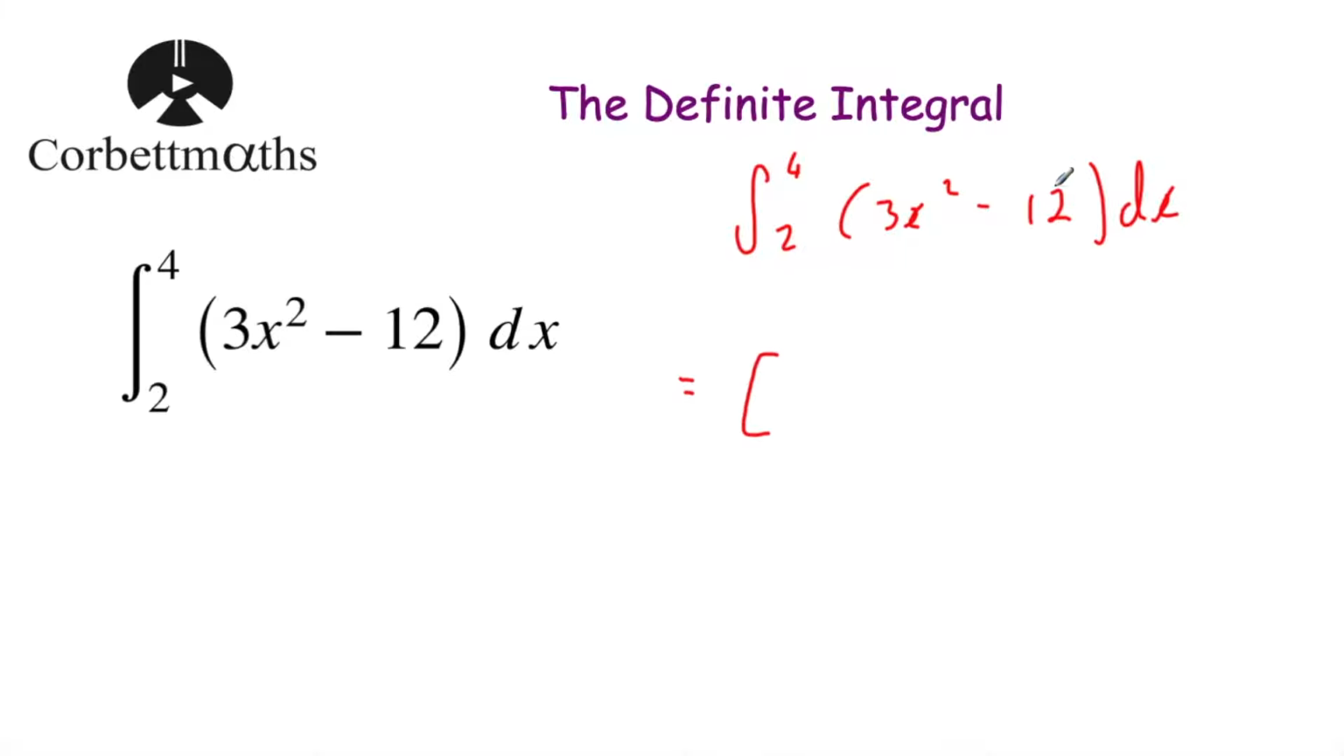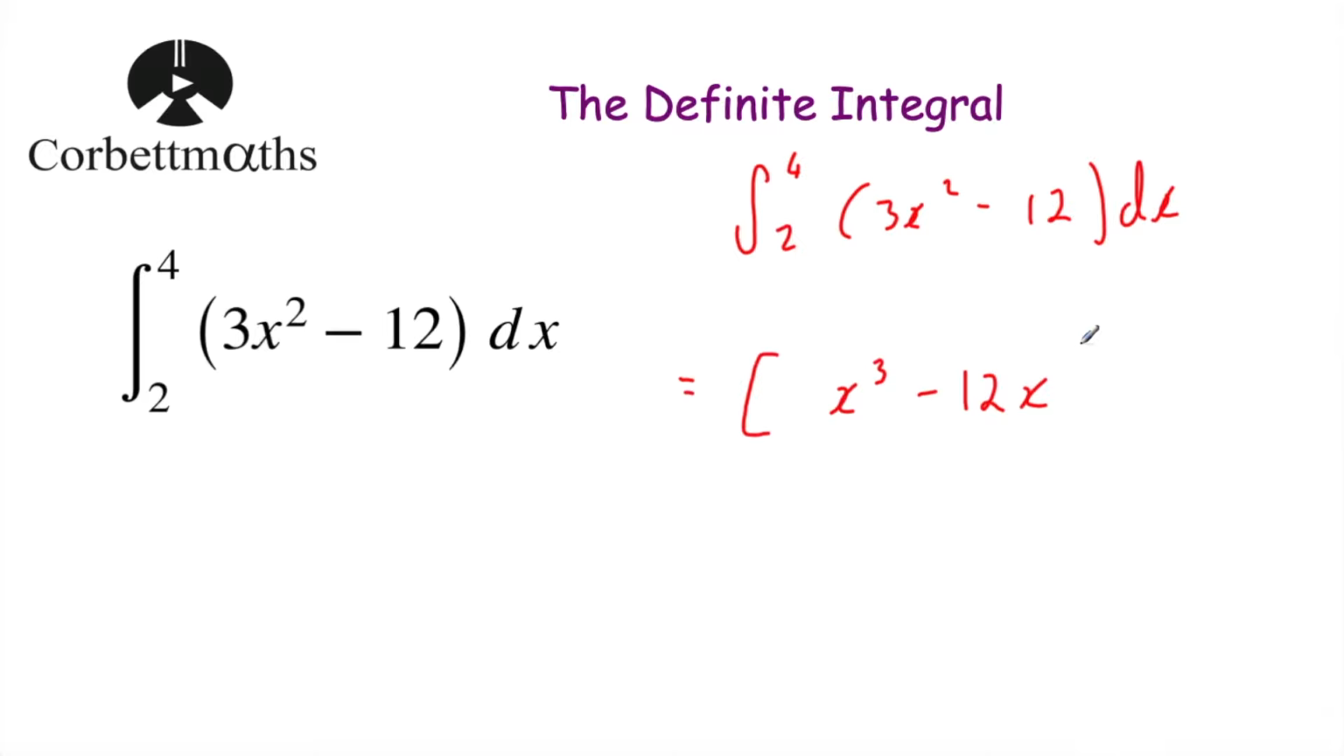So let's integrate each term separately. Let's start off with the first one. So put our square brackets down. When we increase the power of x by 1, we're going to get x cubed. And then we'll divide by the new power. 3 divided by 3 is equal to 1. So we've just got our x cubed there. Now let's integrate our minus 12. So that'll be minus 12x. Remember, whenever you integrate just a number such as 8 or 10, you get 8x or 10x. If you were to integrate minus 12, you get minus 12x.